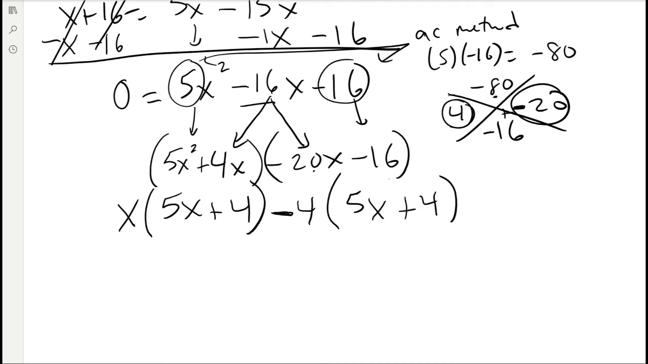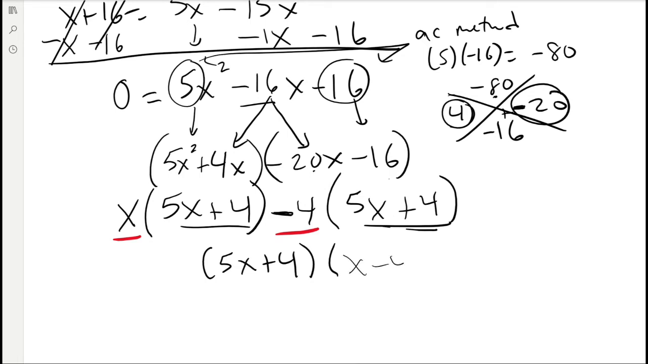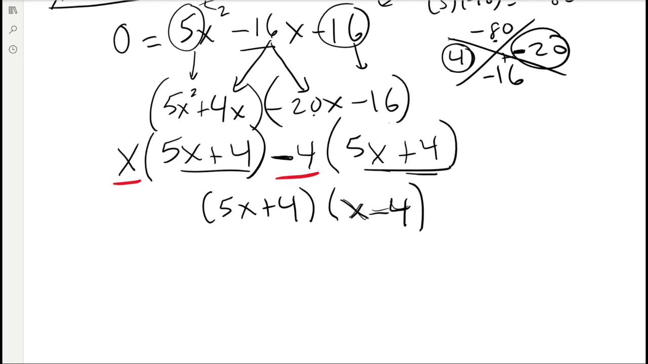Alright, so now these match, so we're going to rewrite them as one factor, and the other factor we're going to just use these two, which is x minus 4. Alright, so now it is completely factored. So that's how you do that using the AC method.